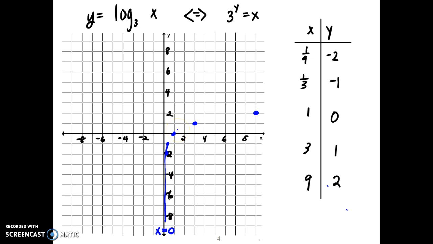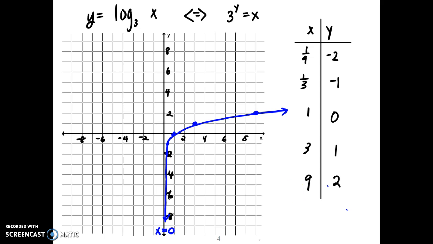And then you go across to the other points. So if it looks like it's getting too close, then erase it and redraw it. Something like that. And that is the graph of y equals log base 3 of x.